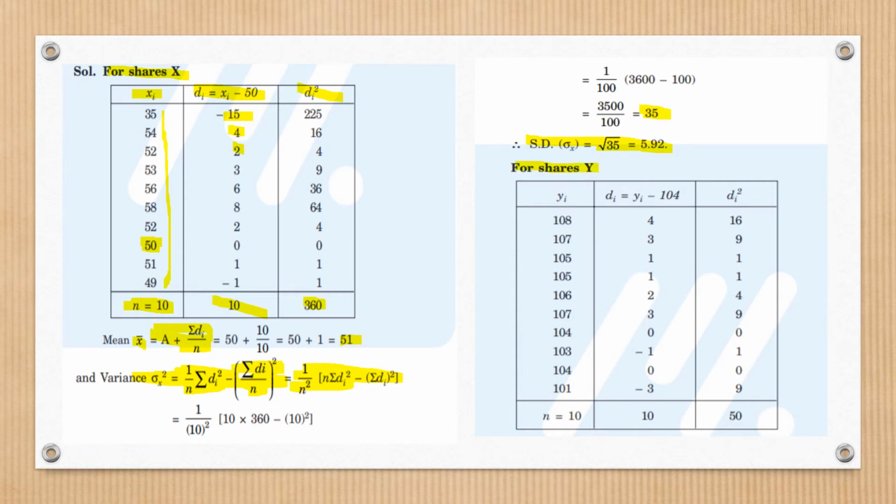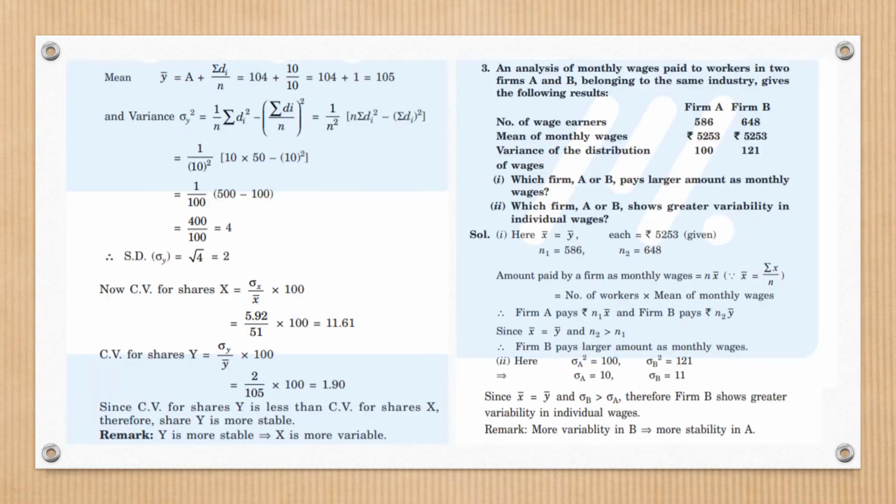Similarly for share y, this is my yi. These are all the yi's and the number of terms here is 10. Now di here is yi minus 104. When you arrange it in ascending or descending order, you will find 104 is the assumed mean. So this is your di and this sum is 10. Di square is the square of these terms, which turns out to be 50.